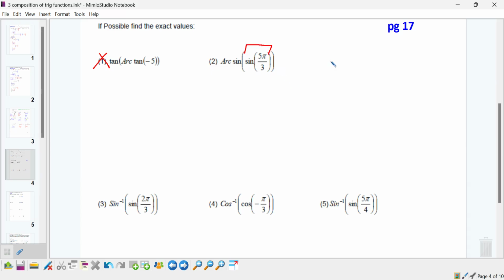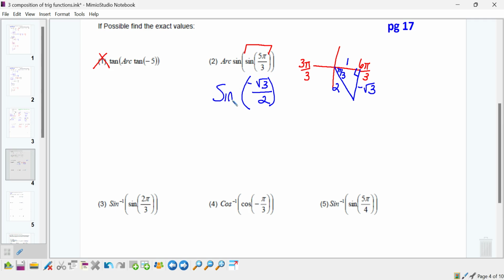For number 2, I start on the inside. So I need to figure out, this is not an inverse, so I get every quadrant. I'm going to label the quadrants pi and 2 pi to figure out that 5 pi over 3 is in quadrant 4 with a reference angle of 60. So sine of 5 pi over 3 is a value of negative root 3 over 2.